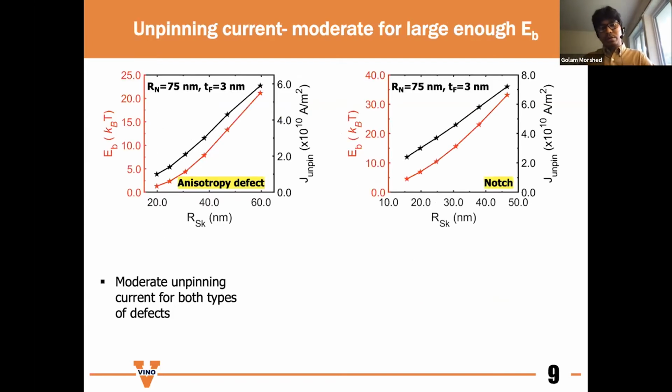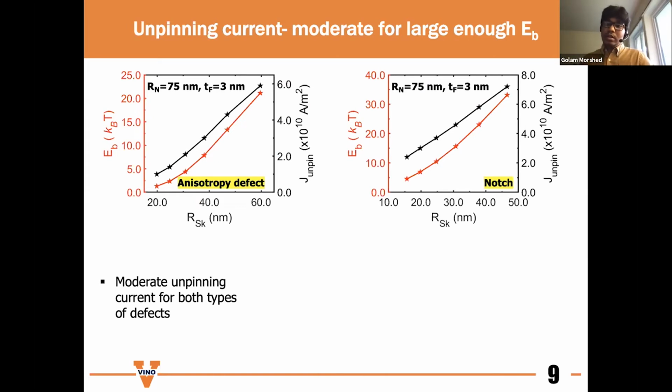So far, I talked about the energy barrier, but the other important thing is the unpinning current. So we want to optimize the energy barrier in such a way so that we can get long enough lifetime, but at the same time, the skyrmion should be unpinned with a moderate amount of current, because if the unpinning current is very high, then there would be joule heating, and also the high current may nucleate additional skyrmions, which is not expected.